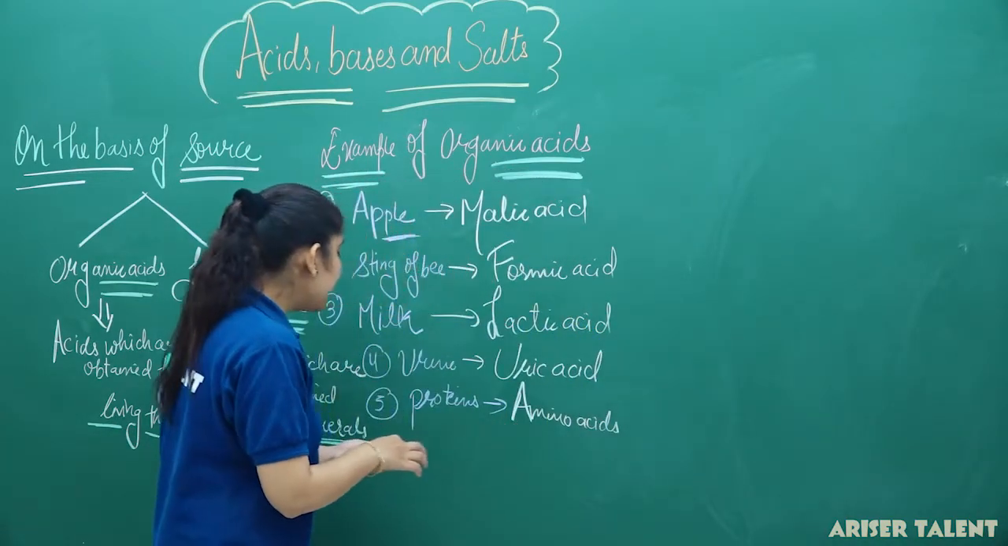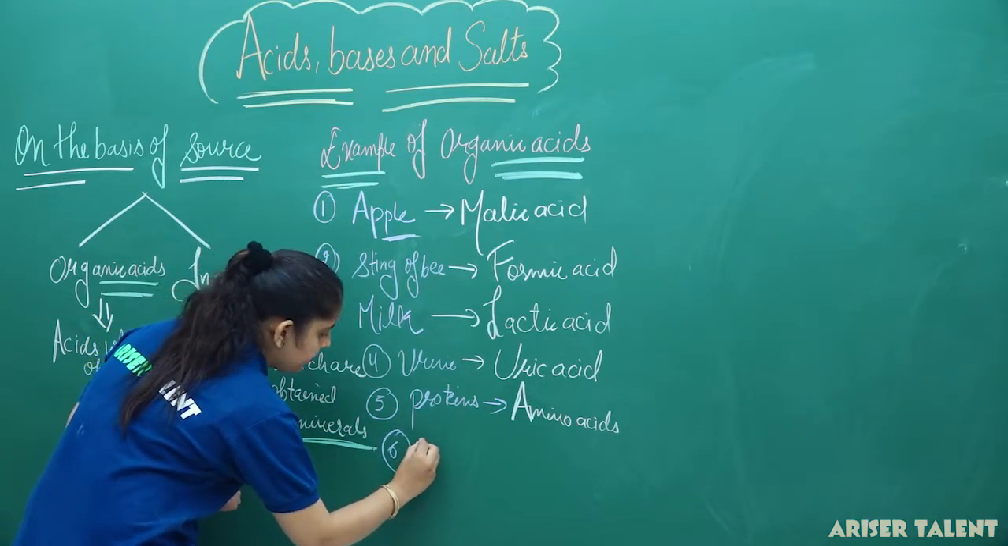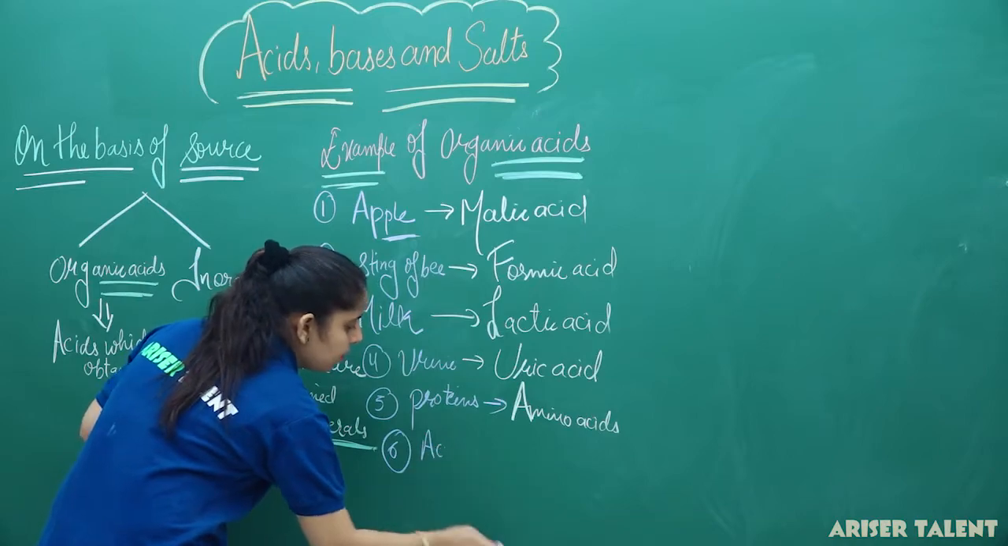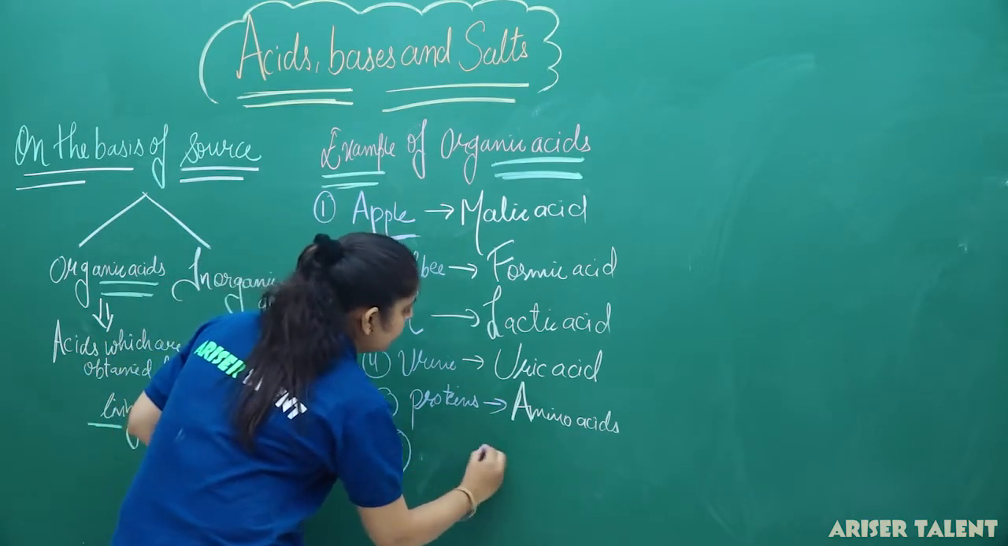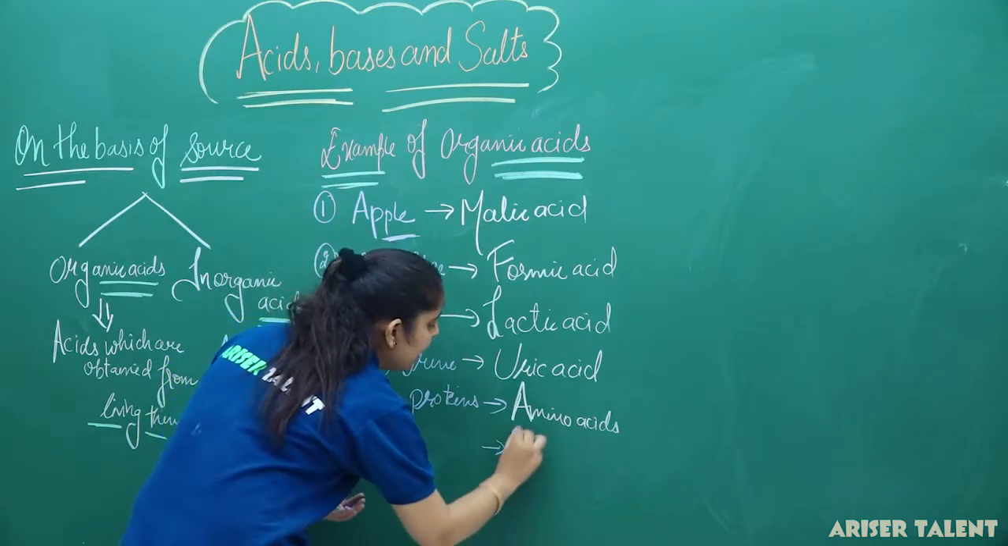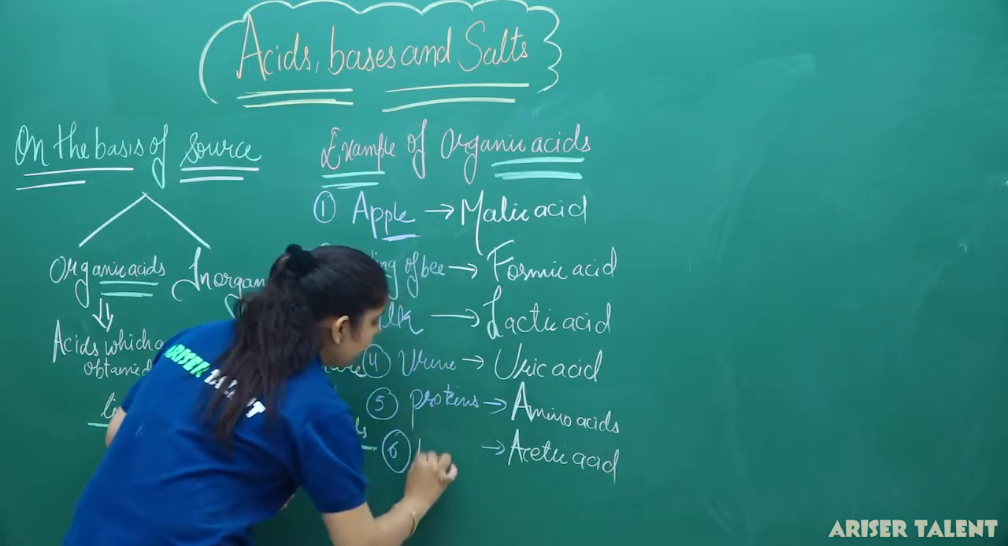Clear? So, next thing is about acetic acid. So, this acetic acid is obtained from microorganisms.